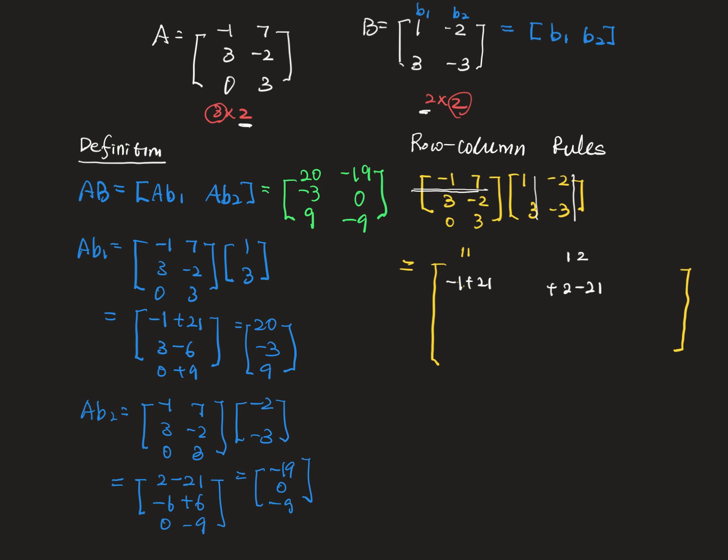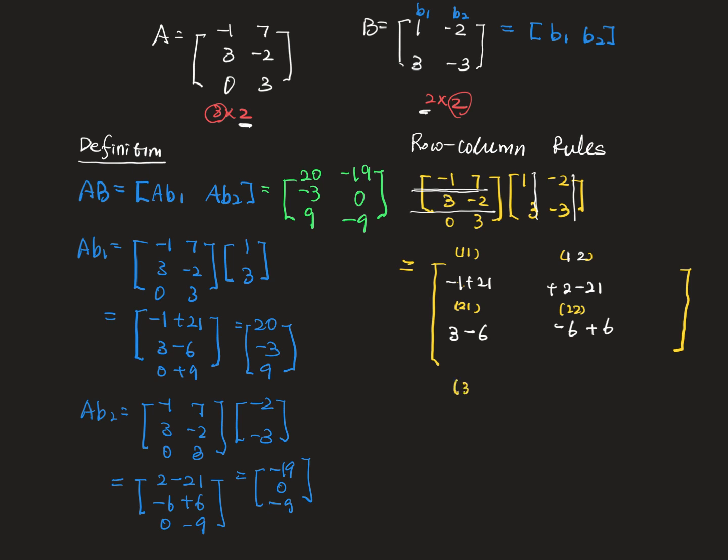Let's go here. This is going to be second row, first column. I'm going to make it small, guys. That means you have to do second row, first column: 3 minus 6. Right? Here is second row, second column. You need negative 6, positive 6. Okay?